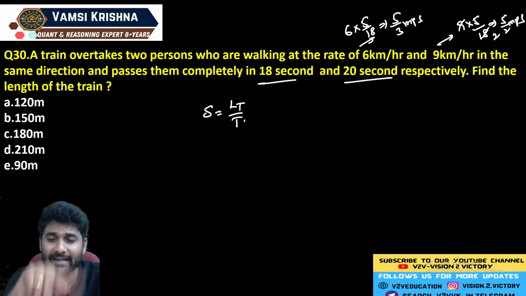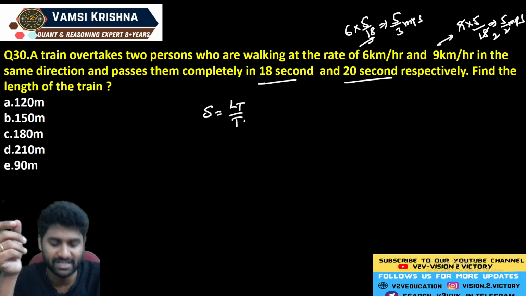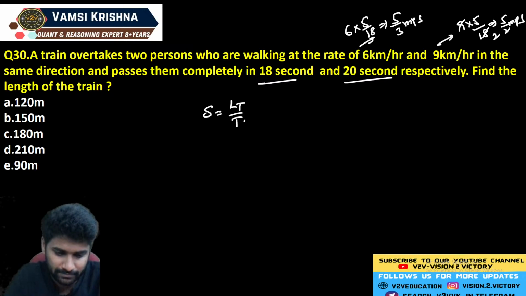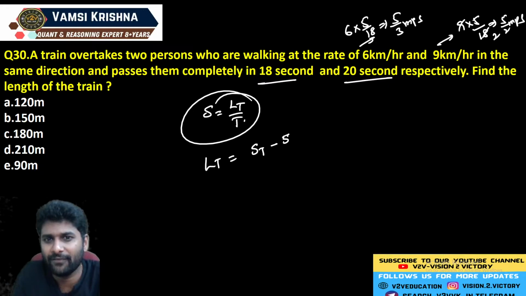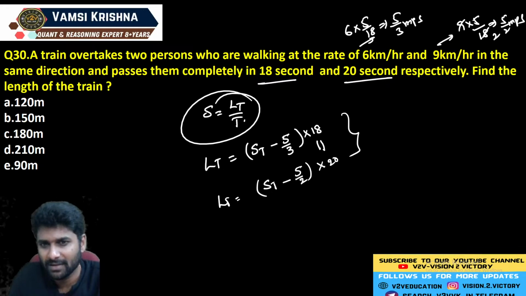Now see, if a train and both the persons are in motion, you should apply the concept of relative speed. If both are traveling in the same direction, relative speed is minus, find the difference. So what about the length of the train here? Relative speed of person and train, so speed of train minus 5 by 3, and here the time they mentioned is 18. What about the length of the same train? Speed of train minus speed of a person is 5 by 2, which is multiplied by 20. And you already know that the length of the train is the same. Just equate it.